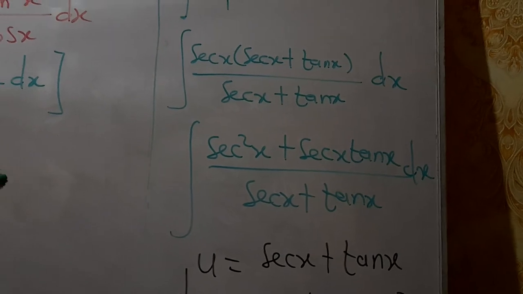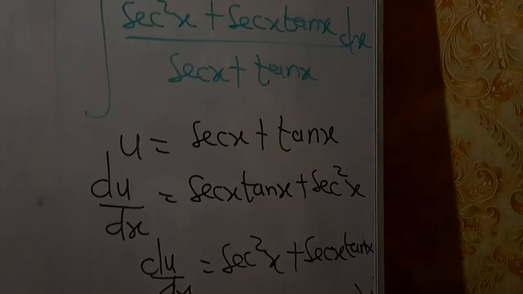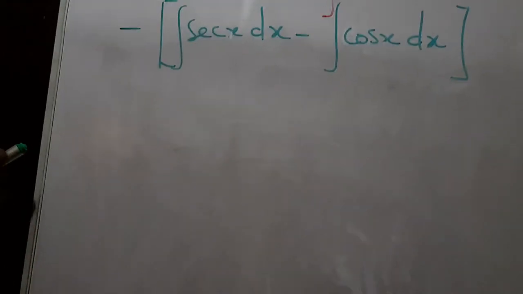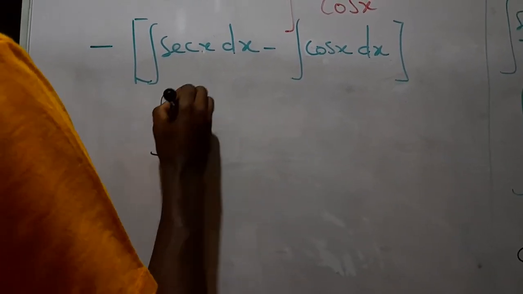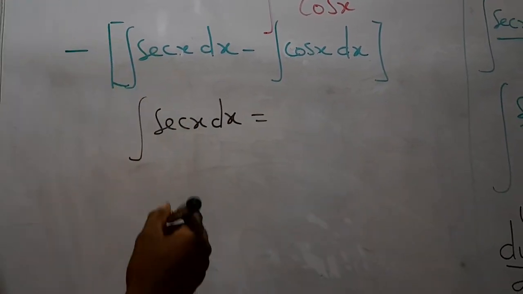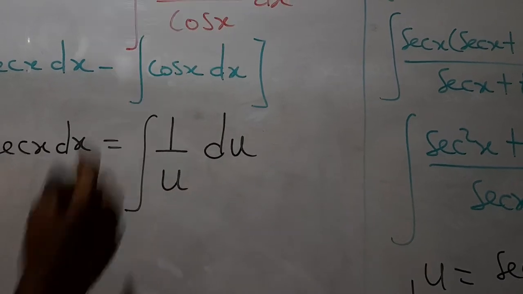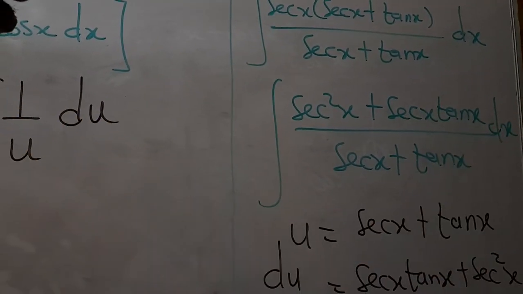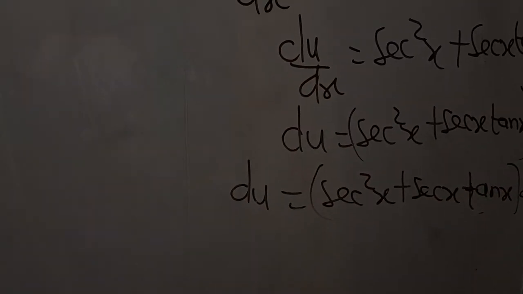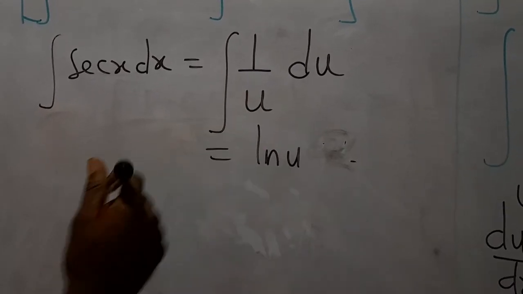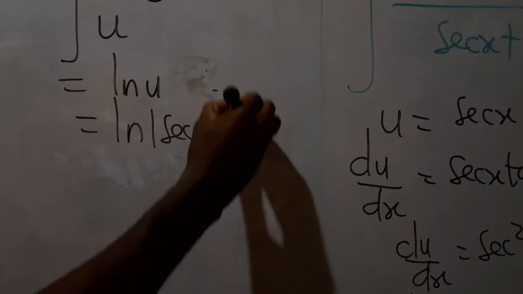So what do we do? We'll substitute now. In place of sec square x plus sec x tan x dx, we substitute du. In place of sec x plus tan x, we substitute u. So what will we have? We can say that the integral of sec x dx from there will be equal to the integral of, when I substitute, 1 over u du. Because in place of sec square x plus sec x tan x dx, I'll substitute du, and in place of sec x plus tan x, I'll substitute u. So when I integrate this, I'll get ln u, just for the integral. And what is our u? u is sec x plus tan x. So we say ln of the absolute value of sec x plus tan x.